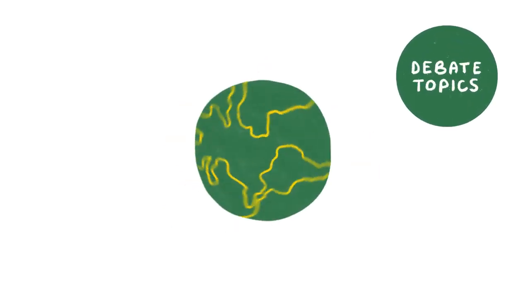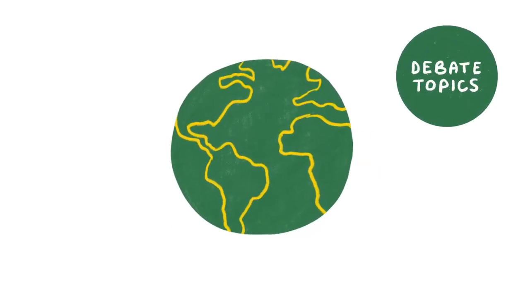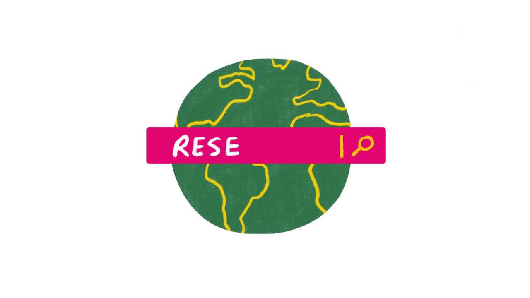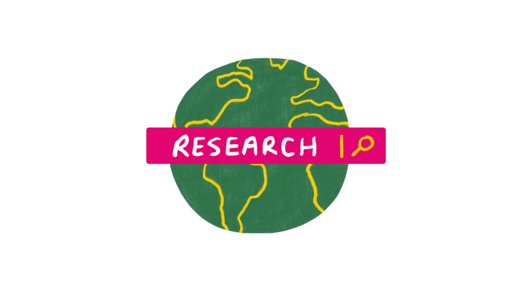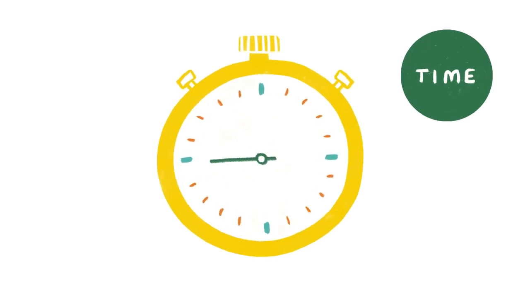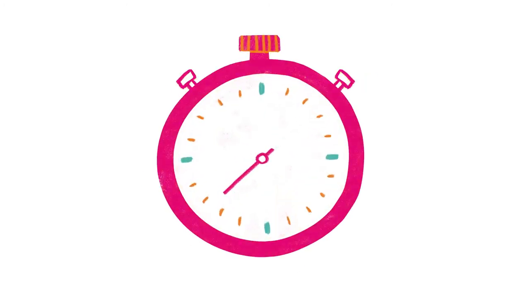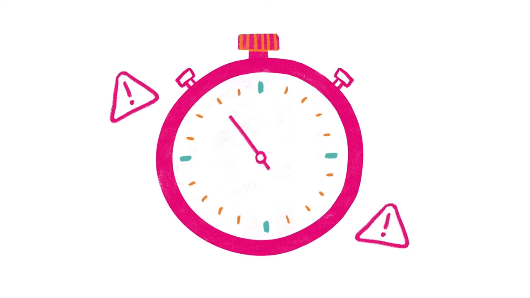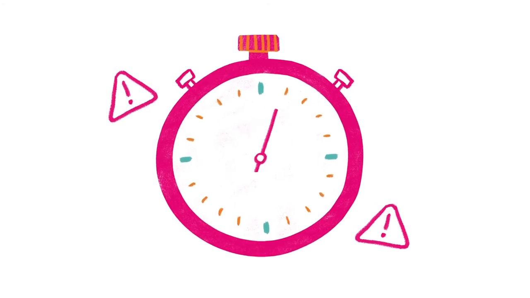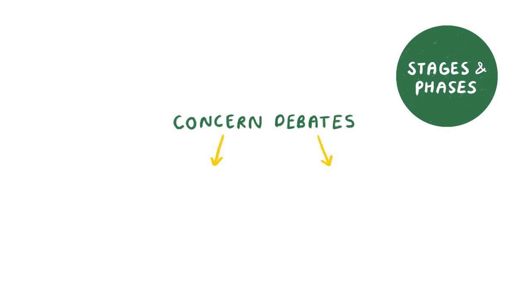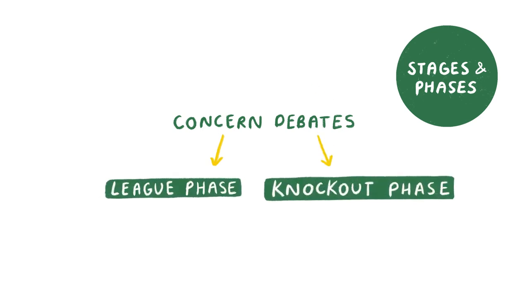All motions will be about development and humanitarian topics, and the Concerned Debates team will provide research links to help get your team started. Each speaker has 4 minutes and 30 seconds to speak. Make sure you speak for no less than 4 minutes or it will look like you didn't prepare well, and for no more than 4 minutes and 30 seconds or you will lose some of your hard-earned marks in time penalties.